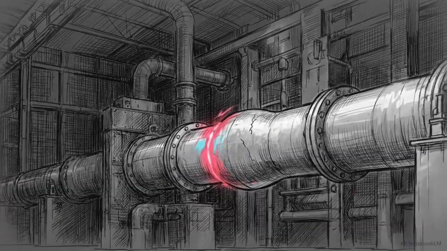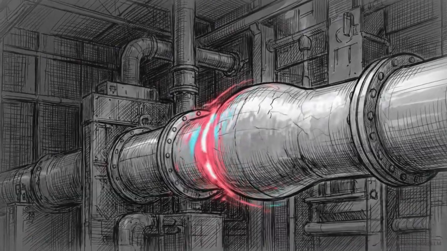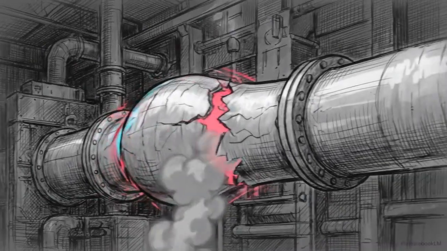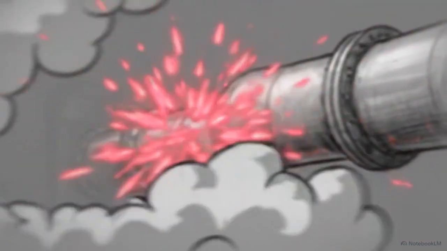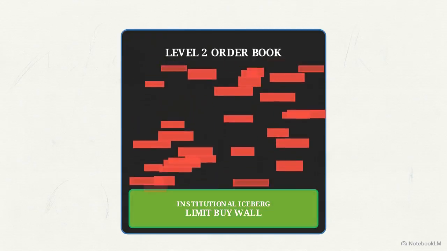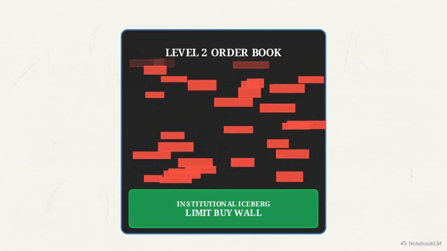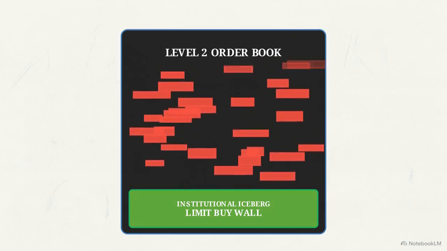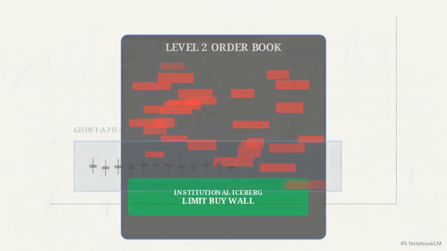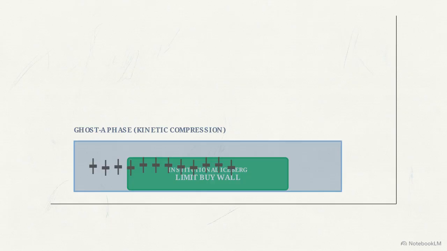The anomaly reaches its structural breaking point the second the institutional accumulation protocol completes its inventory quota. Look at the Level 2 order book just prior to ignition. The limit buy wall is fully saturated with acquired inventory, and market tension is at its peak. The mechanical trigger is sudden. The institutional iceberg order is instantly pulled from the order book.